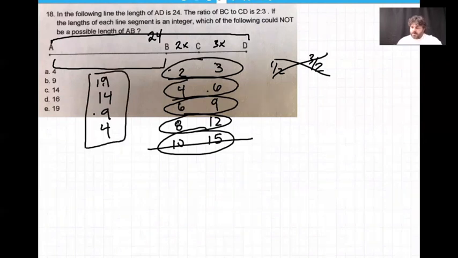Well, what about this one? 4 and 6 make 10. This would have to be 14, because 14 plus 10 makes 24. What about 6 and 9? That's 15. 15 plus 9 is 24. This is 20. 20 plus 4 is 24. And this one can't even happen because it's 25, and we know the total length is 24, so it can't be possible.